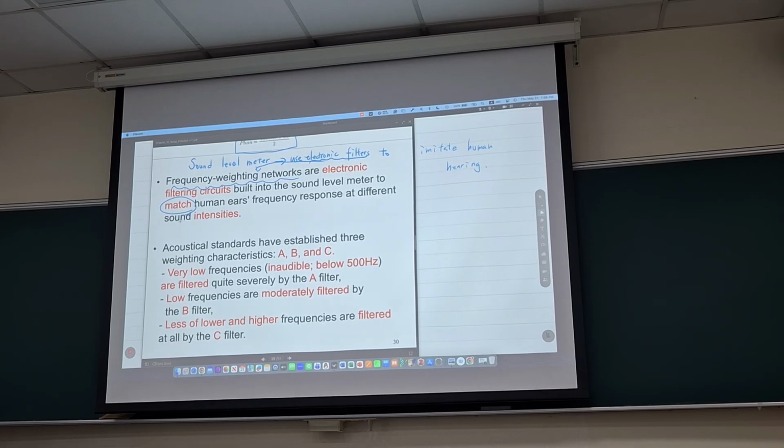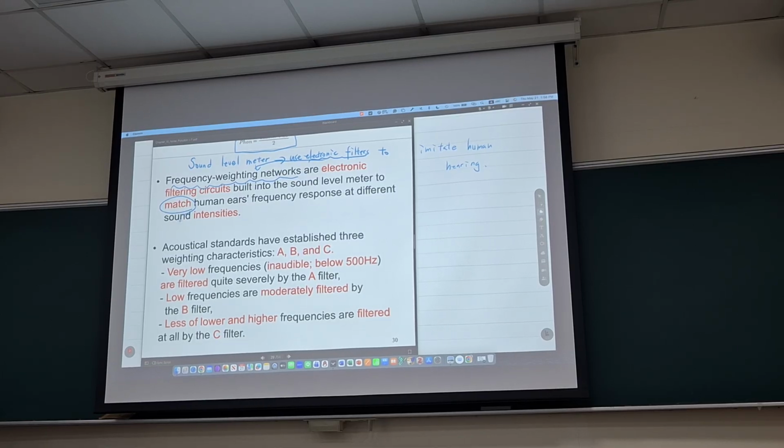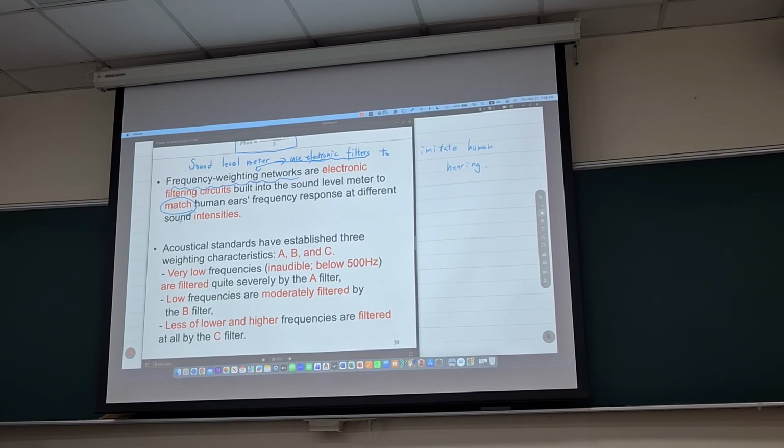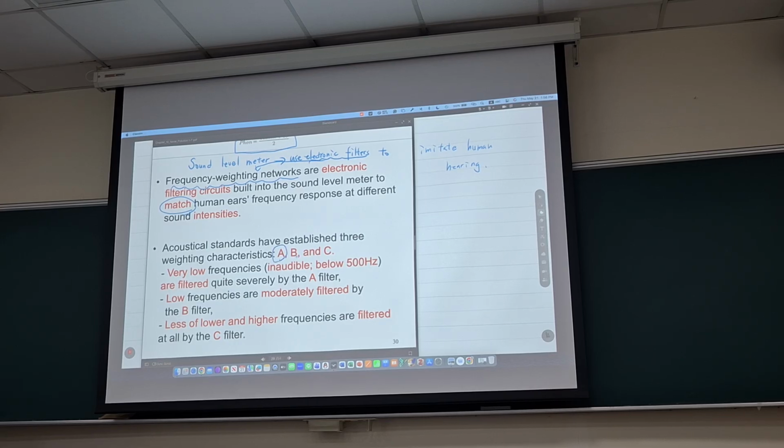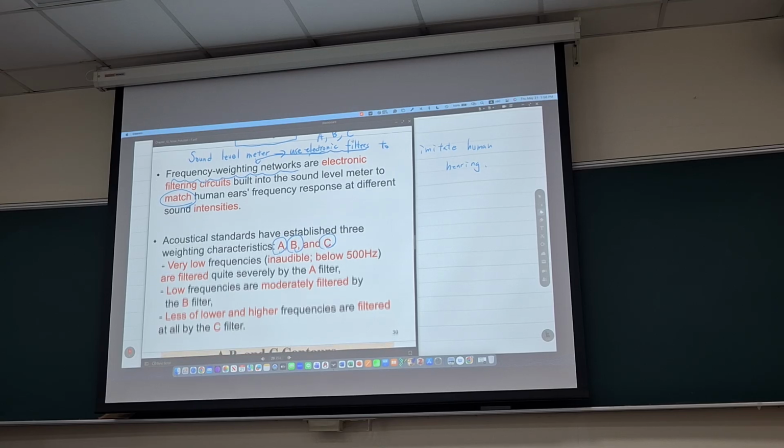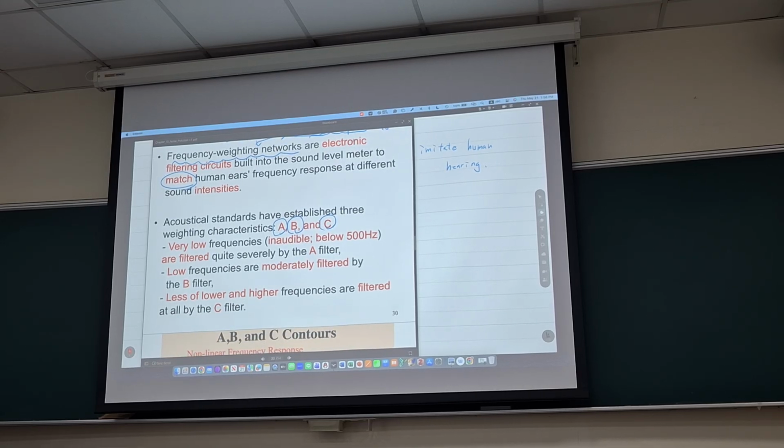And there are three kinds of filter. 有三种滤波器. There are three kinds of filter: A, B, C. Understand? So far so good? This part is kind of difficult. So far so good, everyone? There are three kinds of filter, A, B, C.